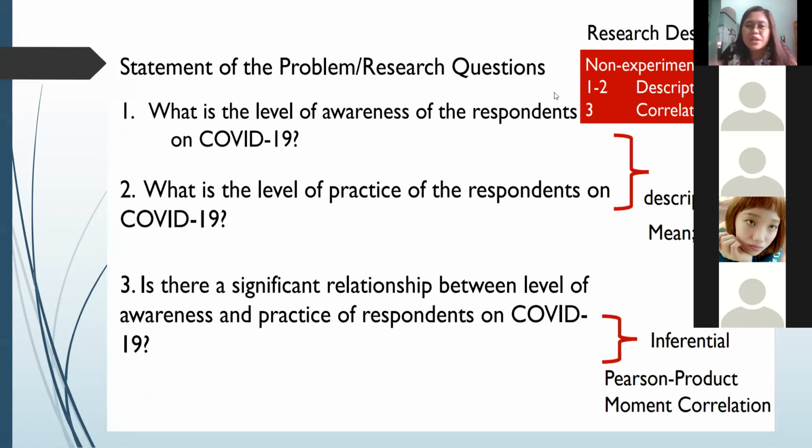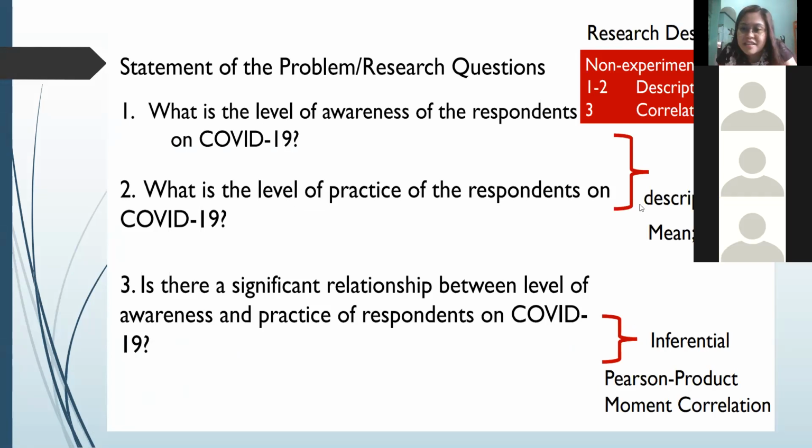So kung maghimo og research, class, mao ni ang mga pwedeng research question. So syempre, number one, what is the level of awareness of the respondents on COVID-19? Kailangan lang nato descriptive statistics for this. Mean lang ni sa ilahang level of awareness. Tapos number two, what is the level of practice of the respondents on COVID-19? Descriptive gihapon, mean lang daw atong kailangan ani sa ilahang level of practice.